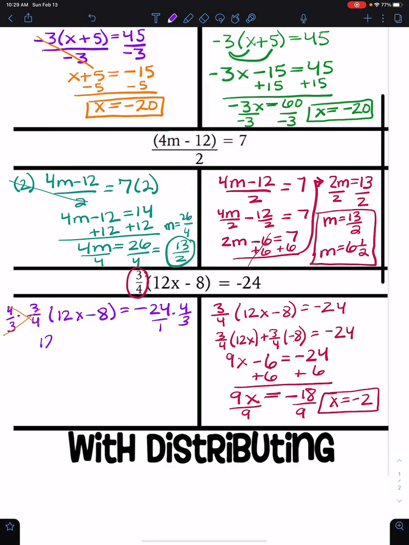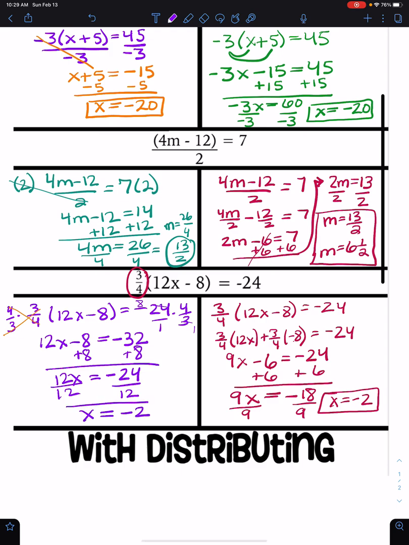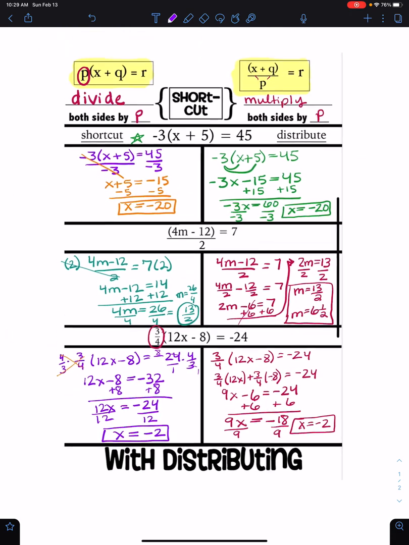So I'm left with just the 12x minus 8. Over here, I can do some cross-canceling, so I'm going to get -32. Now I have a two-step equation. First, I'll undo the constant, adding 8 to both sides. -8 plus 8 is 0. And then -32 plus 8, I have 32 negatives and 8 positives, so the negative team is going to win by 24. So it's -24. Then divide both sides by 12 to get rid of my coefficient. And guess what? I got the same answer of -2. Alrighty, thanks for watching.